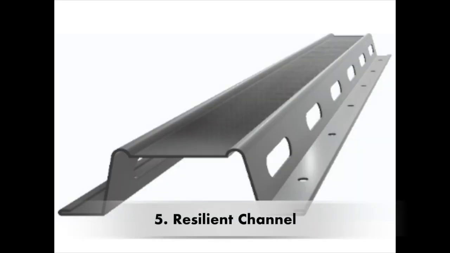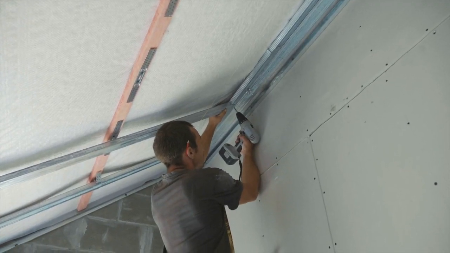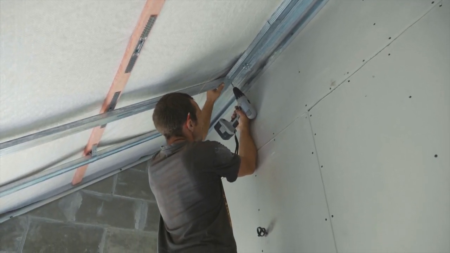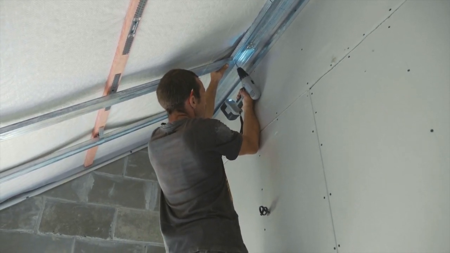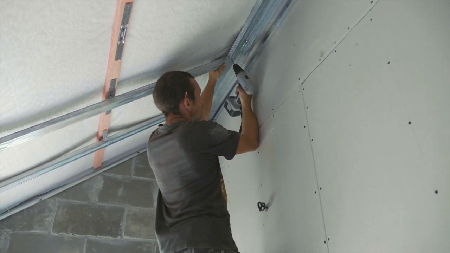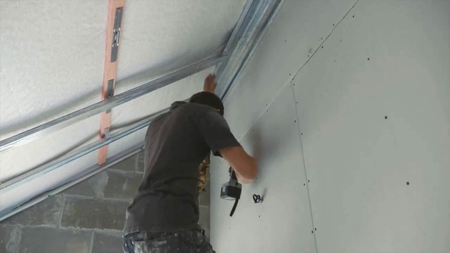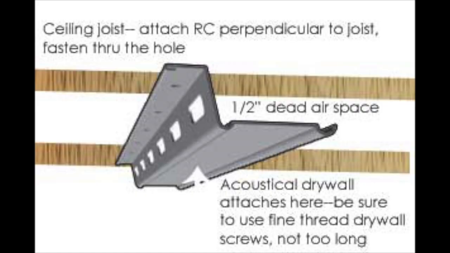Number 5. Resilient channel. A resilient channel leaves a small air void between an existing layer of drywall and the second layer of drywall, making the wall or ceiling much more soundproof. Air is an excellent insulator, and applying a resilient channel does not cost very much money and is easier to install than you might think.